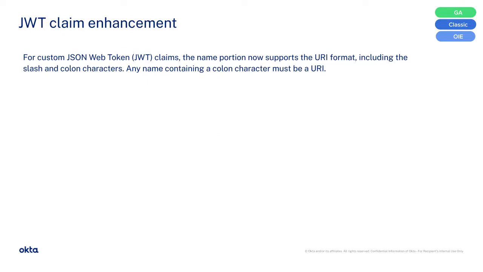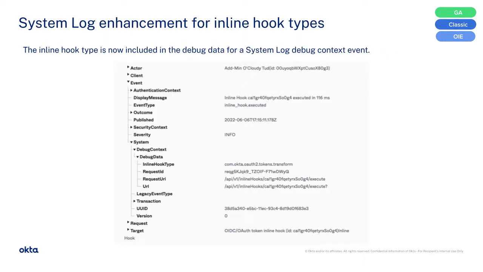New JWT claim enhancements. For custom JSON Web Token claims, the name portion now supports the URI format, including the slash and colon characters. Any name containing a colon character must be a URI. Check out the new option, the inline hook type. This is now included in the debug data for a system log debug context event.